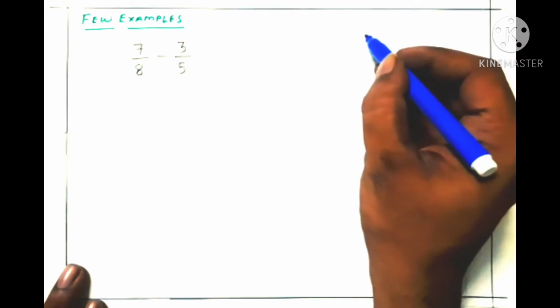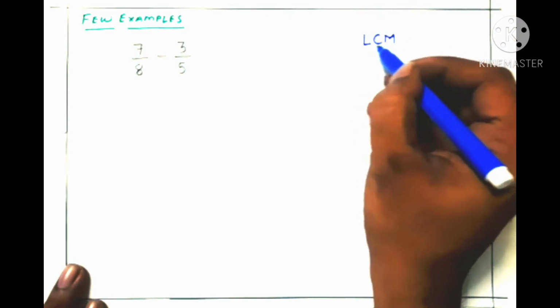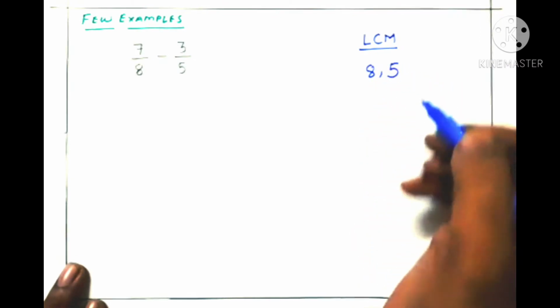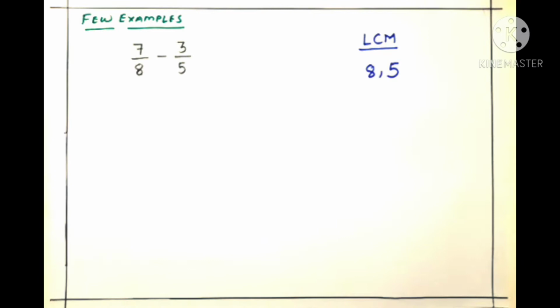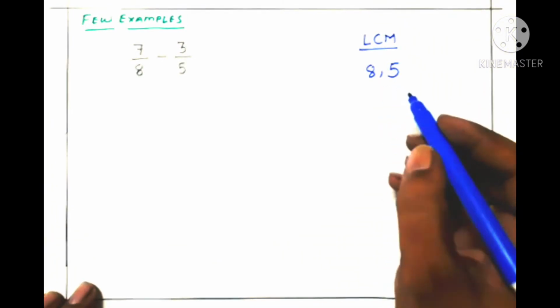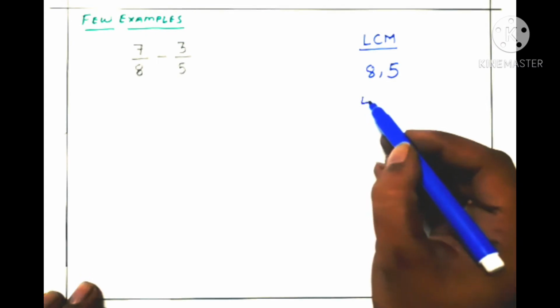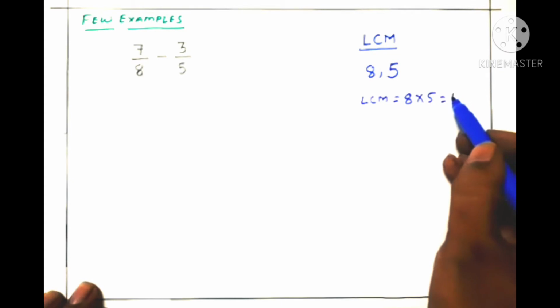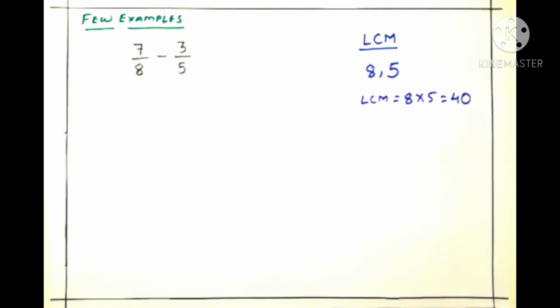So we will find the LCM of the denominators. Denominators are 8 and 5. Now the LCM of 8 and 5. 8 and 5 are co-prime numbers. That means they don't have any common factor. And we know that when we don't have any common factor, we'll simply find the product. The product only will be the LCM. So the LCM of 8 and 5 is 8 times 5, that is 40. So the LCM is 40.